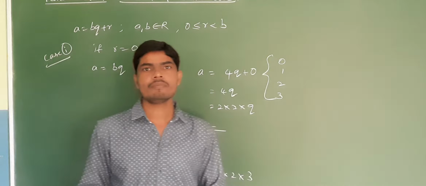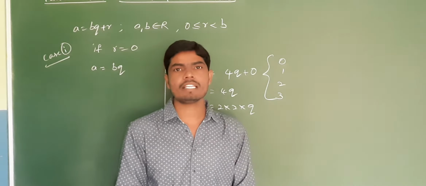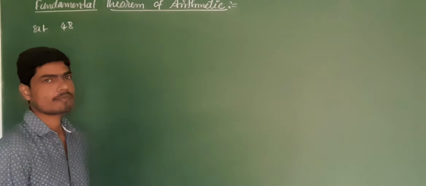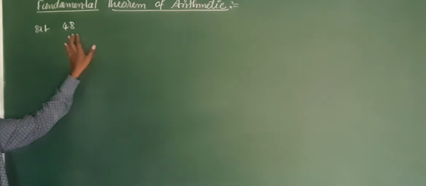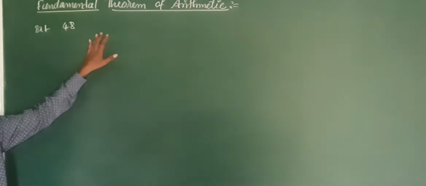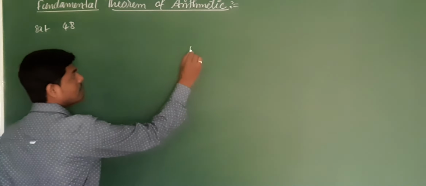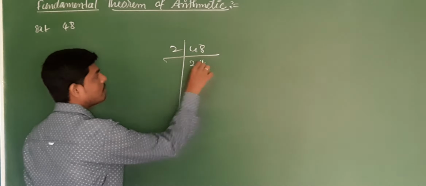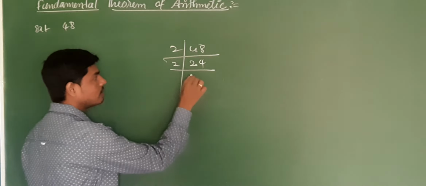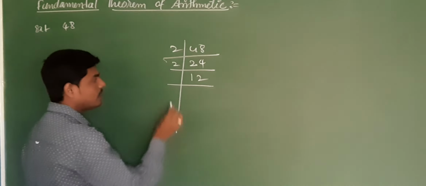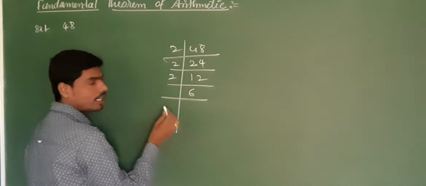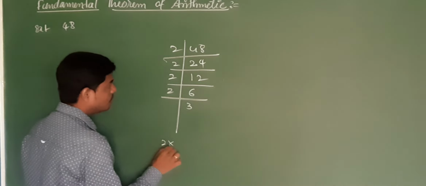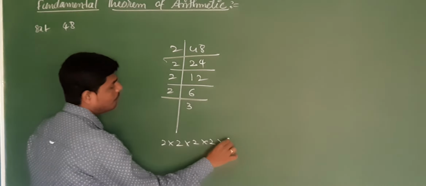Now, how to check the applications of this fundamental theorem of arithmetic for the real numbers chapter. See children, here 48 is a number. Is it a composite number or not? We'll check. Take the LCM method for 48. First start with 2. 2 twos are 4, 2 fours are 8. Next with 2 again, 2 ones, 2 twos. Next 2 again, 2 sixes are 12. Now take again 2 threes are 6. And 3 is a prime number. So now we can write 2 × 2 × 2 × 2 × 3.